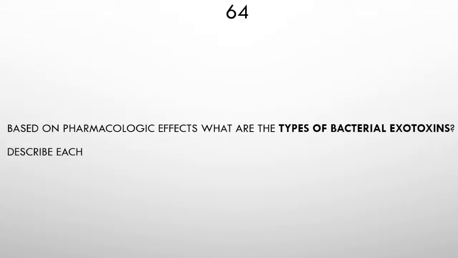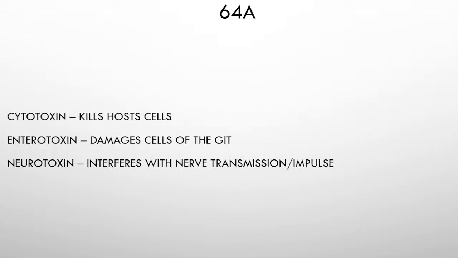All right, so based on pharmacologic effect, what is the difference between bacterial exotoxins? Describe each. Well, we could have three types of exotoxins. We could have a cytotoxin, we could have an enterotoxin, and we could also have a neurotoxin. All right, neurotoxin. So let's start first with the cytotoxin. A cytotoxin, based on the name itself, it is toxic to the cell. Cyto is cell. An enterotoxin, it damages cells of the gastrointestinal tract.